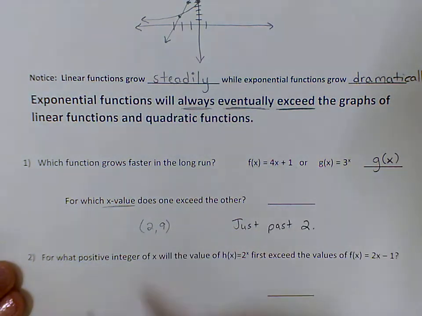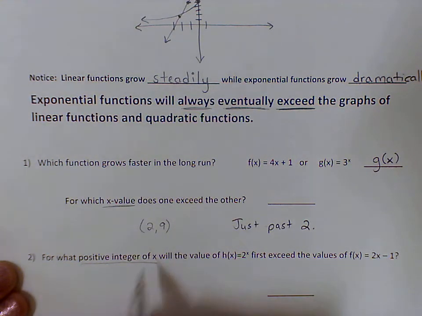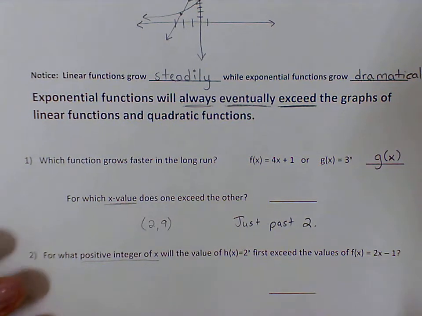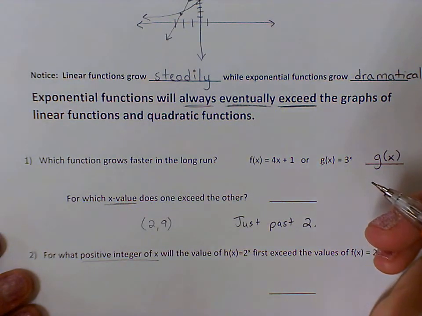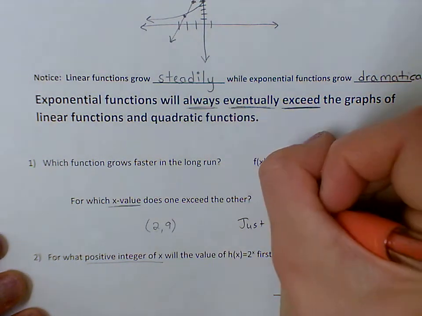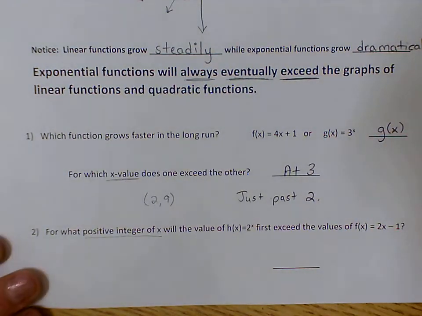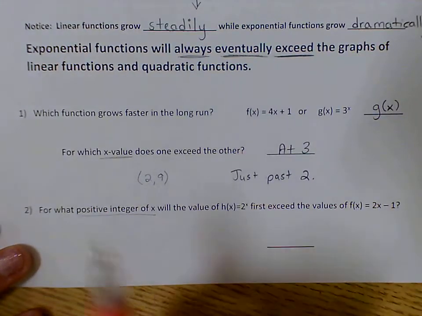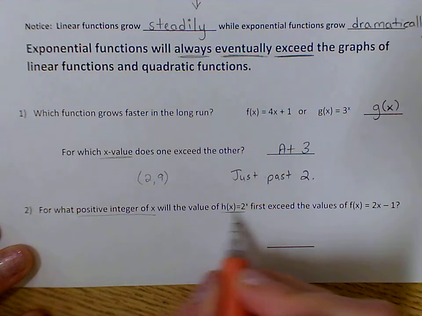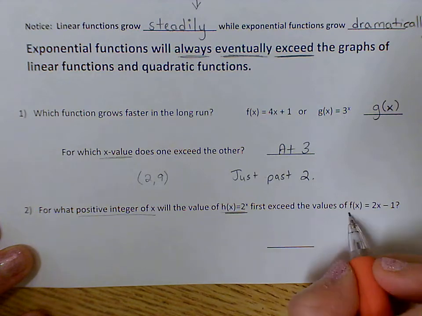Or if they're asking, like if you notice down here, this one says, for what positive integer of x does one pass the other? It would be whatever the integer is right after 2, which would be at 3. So if they're looking for what positive integer will it go past the other one, you would say at 3. Okay, so it just kind of depends how they're wanting you to answer it, and they'll tell you. All right, so let's answer this one. It says, for what positive integer of x will the value of this function first exceed, which means go past, the values of this function?